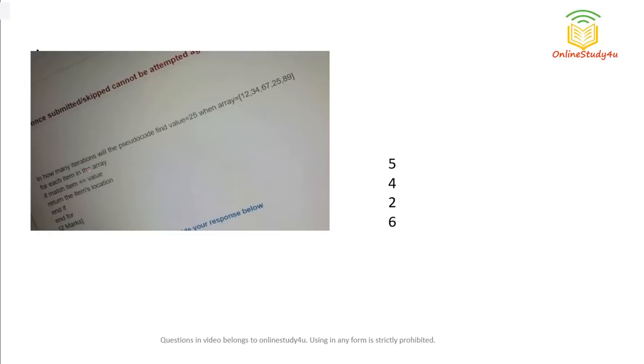Here we have: in how many iterations will the pseudocode find value 25 when the array is 12, 34, 67, 25, 89? So basically a for loop is there and we are comparing each element present in the array to this particular value. The value is 25. They are asking in how many iterations we will be able to get this match.